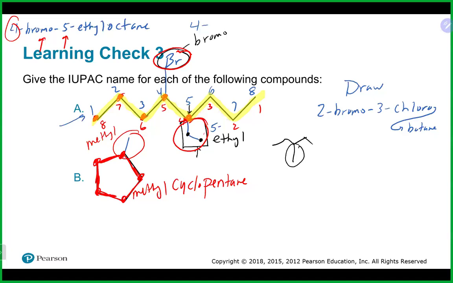All right, lastly on this one, we're going to draw. So always work backwards. We want to draw 2 bromo, 3 chloro butane. So first off, butane tells me how many carbons should I draw?